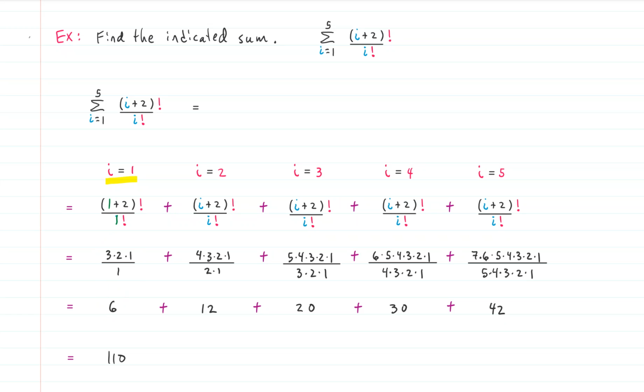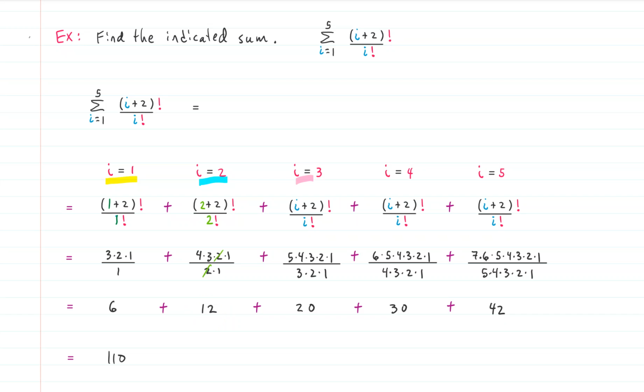When i equals 2, what happens? Well, let's plug in 2 and find out. 2 plus 2 gives us 4 factorial, and we have 2 factorial on the bottom. There's a little bit of canceling going on here. The 2s can cancel on the top and the bottom. We get 4 times 3, which is 12.